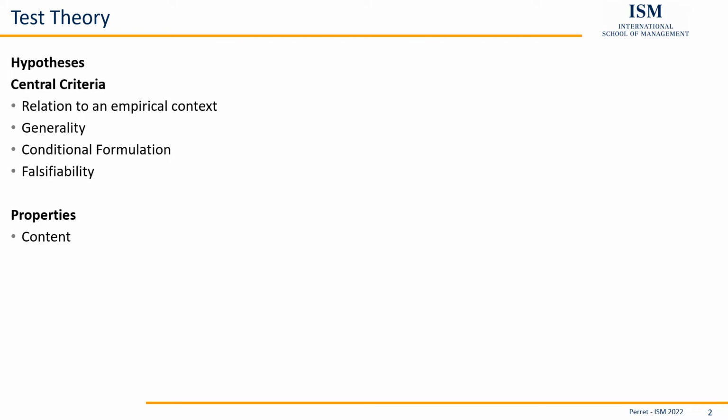Again, to make the hypothesis a bit more concrete, we can talk about the content, the direction, and the specificity of a hypothesis. What does this mean? Well, the first part, content, means: are we talking about relations, associations, or are we talking about differences? That's the first point of difference for hypotheses.